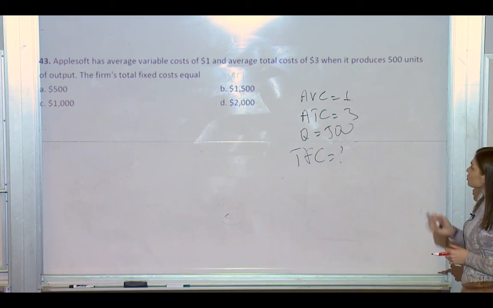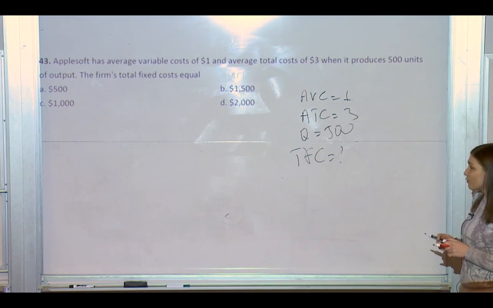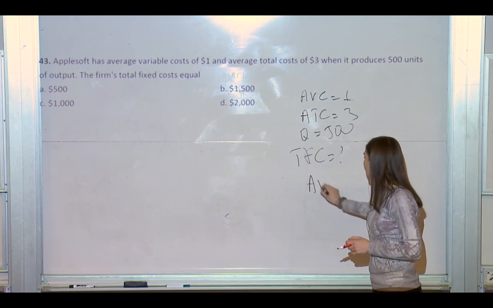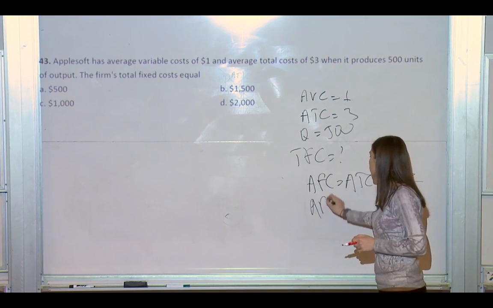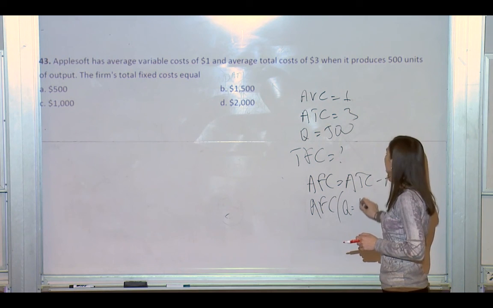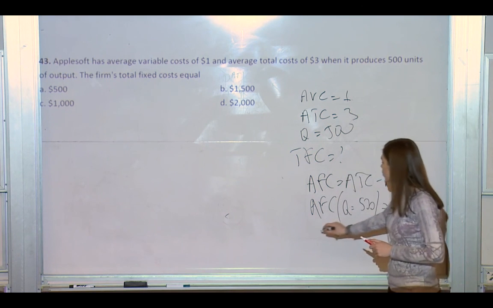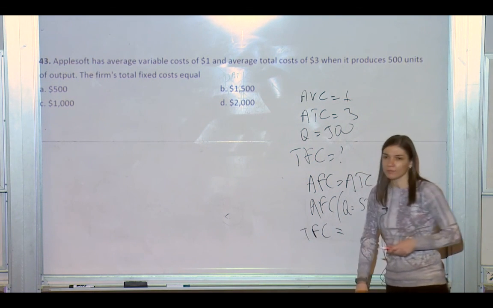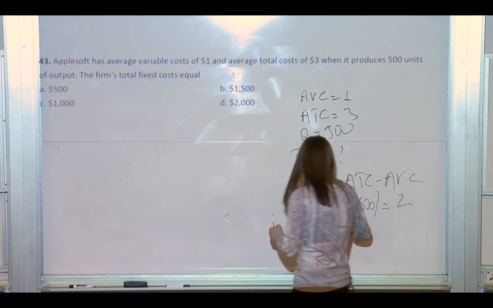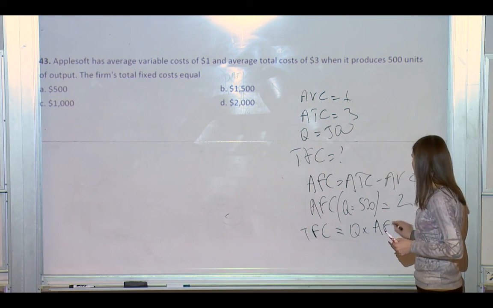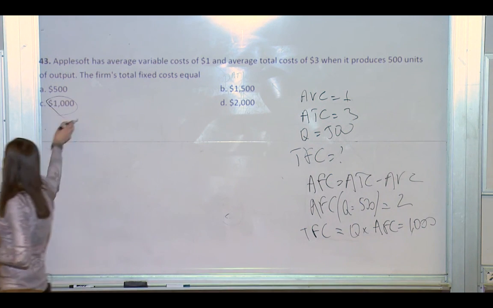So if average total cost is 3 and average variable cost is 1, what can you tell me about fixed costs? Average fixed is 2, right? So average fixed cost equals average total cost minus average variable cost. So average fixed cost when quantity is 500 would be 2. But I'm asked about total fixed cost. And what would that be? 1,000, yeah. Right, then that will be quantity times average fixed, and that will be 8,000, which is C.